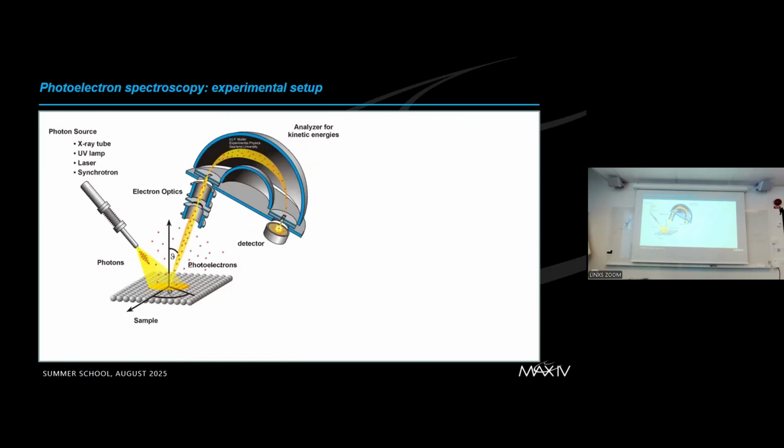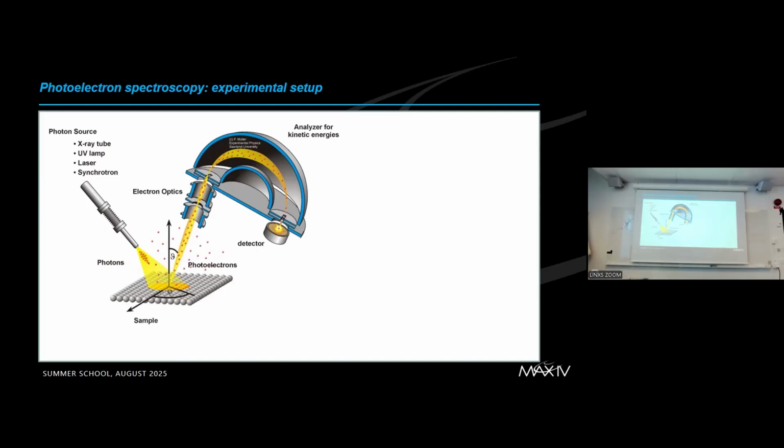From the experimental setup, what we need is a pretty simple technique. We need a photon source. It can be an X-ray tube if you're interested in core levels, or an ultraviolet lamp or a laser if you're only interested in valence states. Or if you're interested in everything, then the best option is to use a synchrotron.